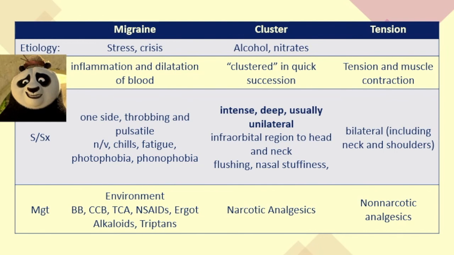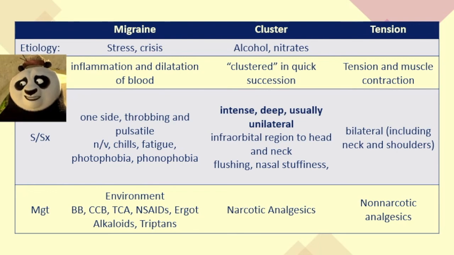So class, it is clustered in quick succession, meaning they would occur in clusters for this hour, then it will stop for a little while, or for a long while, and then it would occur in clusters again. When I say clusters, class, it could also be a series of headaches on a single day. Now, its characteristic is that it's intense, deep, usually unilateral, and would involve the eyes. Notice that there is involvement of the infraorbital region to the head and neck. So class, usually the pain is felt behind the patient's eyes and then goes towards the neck and the head. Now, flushing and nasal stiffness may be present for this patient.